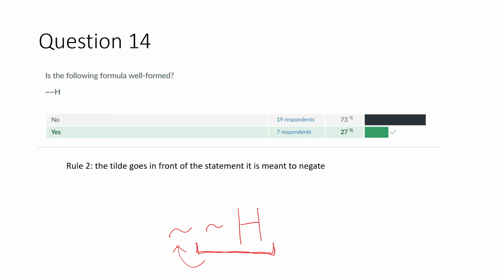As a bonus, if we're looking at main operators, remember the main operator is the operator that has the largest scope. The scope of that first interior tilde is just the statement that it's in front of, so just H. And this outer tilde, its scope is tilde H. It has the larger scope, and so the main operator is this tilde.